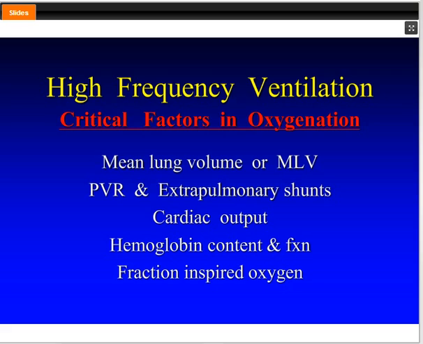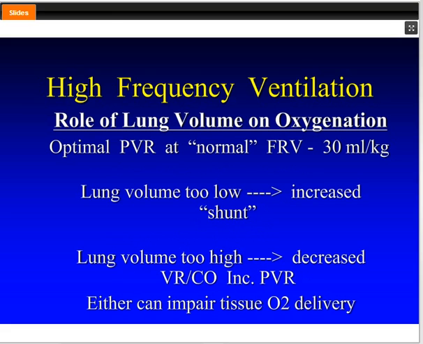So if you have a lung volume that's too low, you get an increased shunt. If you have a lung volume that's too high, you have a problem with venous return and cardiac output and an increase in pulmonary vascular resistance. Remember that pulmonary vascular resistance increases as your lung goes to a low lung volume, improves as you inflate the lung, and then as you overinflate the lung, it increases again. So any of those things can impair oxygen delivery.